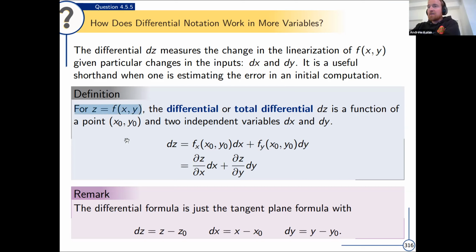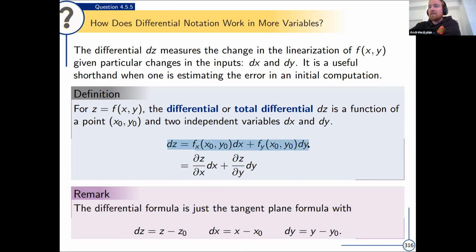If z is written as a function of x and y, then the differential, sometimes also called the total differential, dz, is a function of our point x naught, y naught, and two independent variables, dx and dy, all of which can be specified by plugging in the point x naught, y naught, and the rates of change dx and dy to get out a value for this dz expression. If you go on and take more math courses, this is actually not the rigorous definition of a differential, but in any case, this is close enough for our purposes.